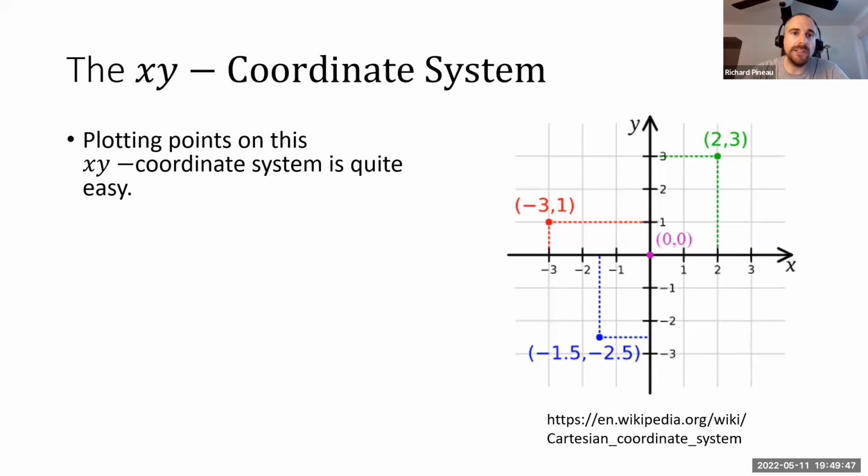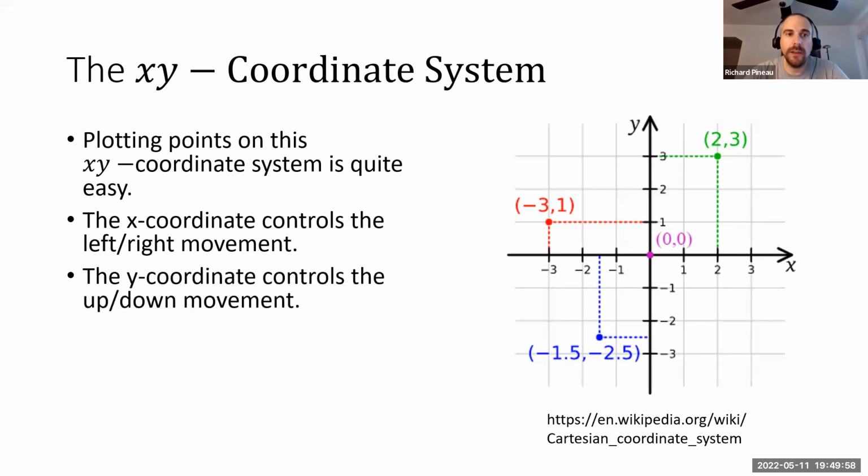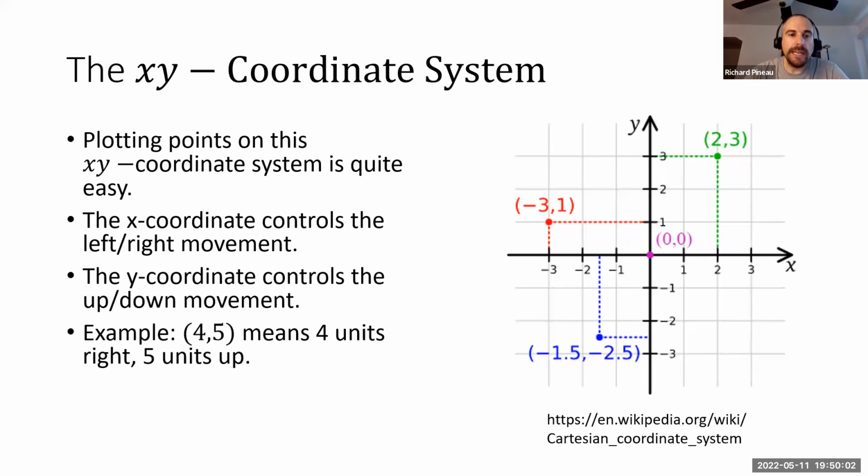Plotting points in this system is actually very easy. A couple things to remember though. The X coordinate controls the left and right movement. The X coordinate tells me left or right by how many units. The Y coordinate controls the up and down. An example is 4, 5, which means we would move 4 units to the right and then 5 units up.